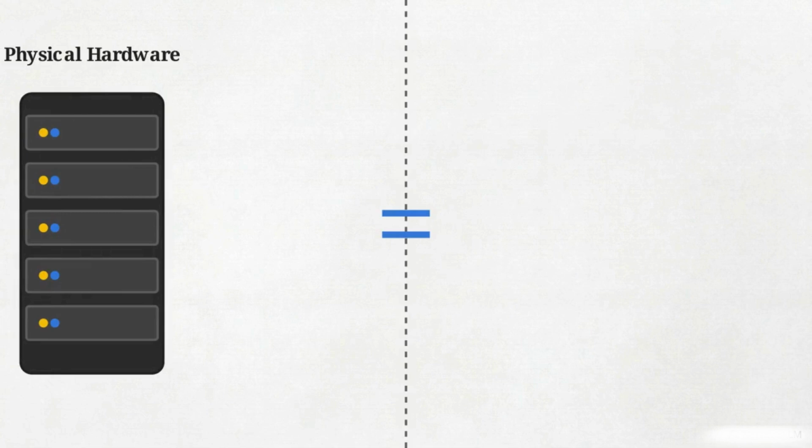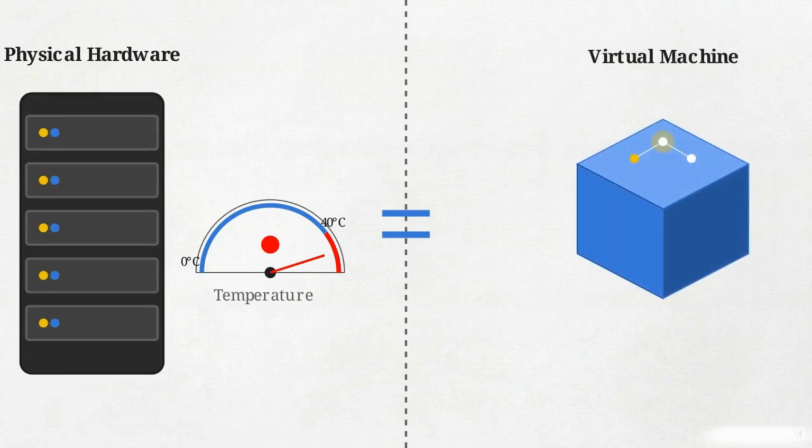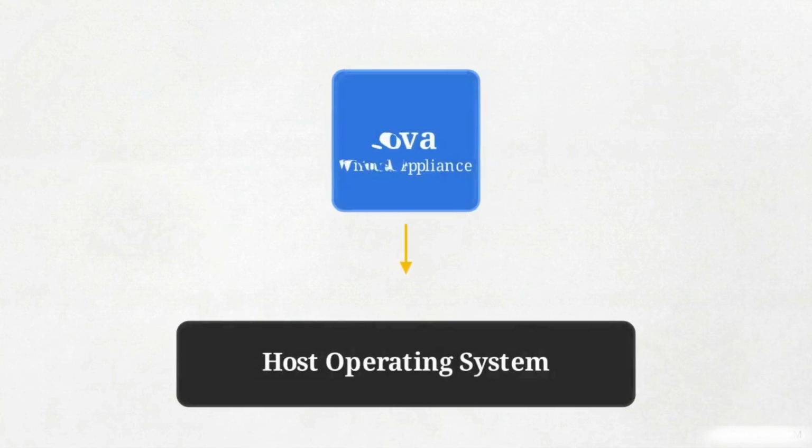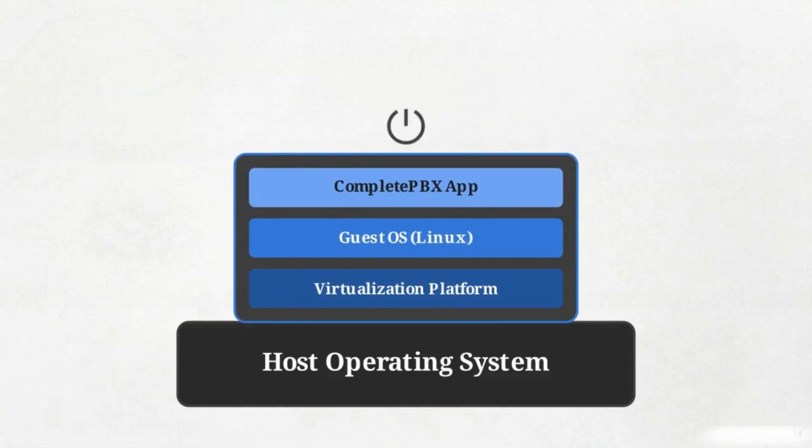The underlying architecture of this system is identical, whether you deploy it on dedicated physical hardware, operating within strict temperature limits of 0 to 40 degrees Celsius, or as a free virtual machine hosted on your own workstation. Start by taking the provided virtual appliance file and importing it into your virtualization platform. Layer it over your host operating system and initiate the boot sequence.